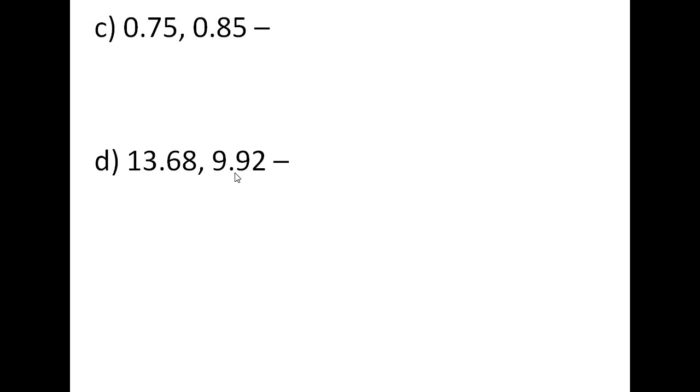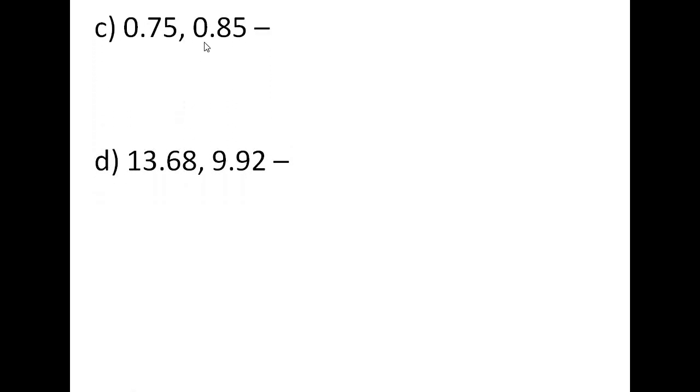Now we are having whole numbers in this, 13 and 9. 13 is greater. So 13.68 is the greater decimal number. So 0.85, the previous answer, is the greater decimal number, and 13.68 is the greater decimal number in the D question. Now here also we don't have a whole number, 0. So first place 8. Here first place 5. So 8 is greater. So 0.831 is the greater decimal number.